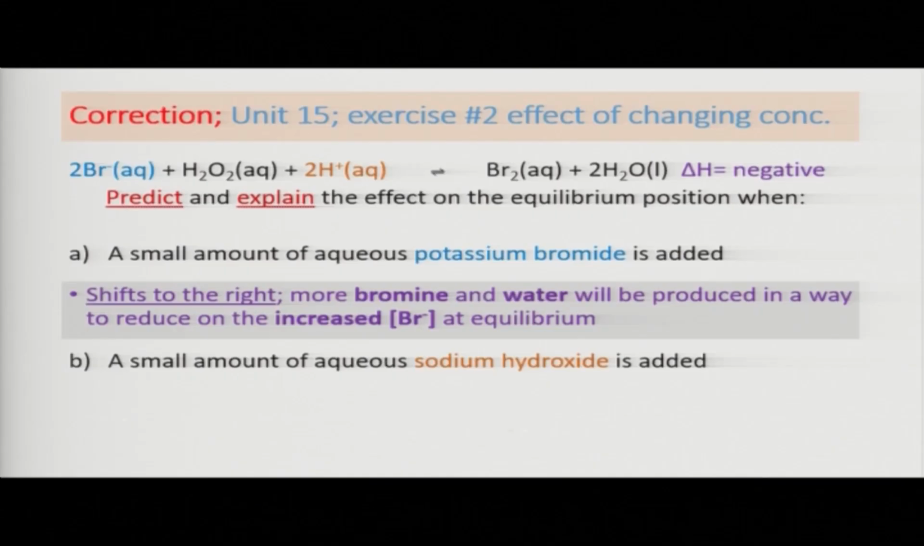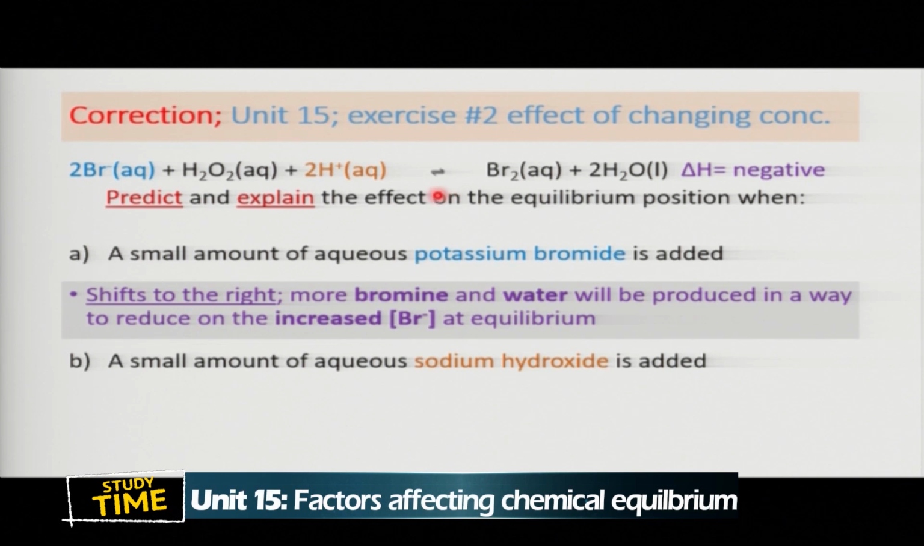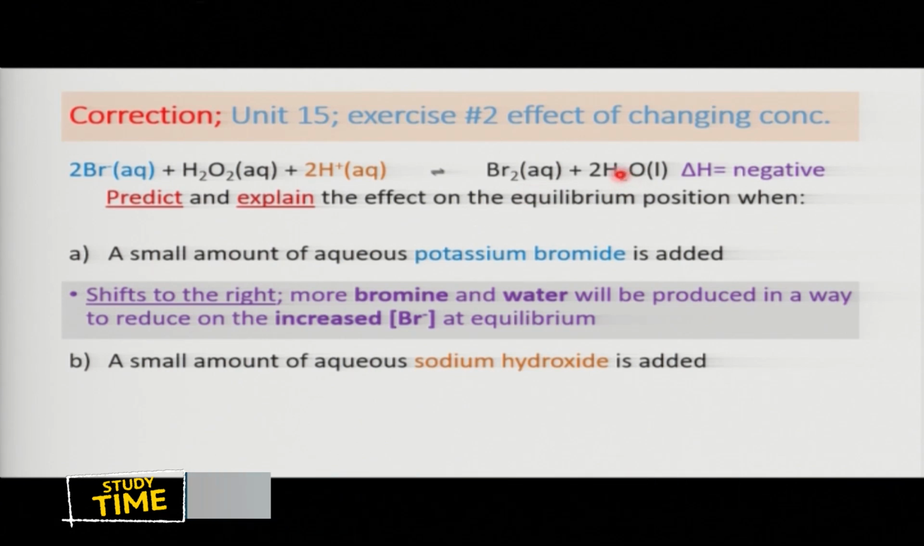So, number 2, a small amount of sodium hydroxide is added. Remember, when you add sodium hydroxide, it brings in the hydroxide ion, which will react with hydrogen ions, producing water. In this case, the amount of water on the product side will be high, but the overall amount of the reactants will be low because of the removal of hydrogen ions. So, to balance up the equilibrium or to minimize the removal of hydrogen ions, these have to ionize, bringing back the hydrogen ions at equilibrium.